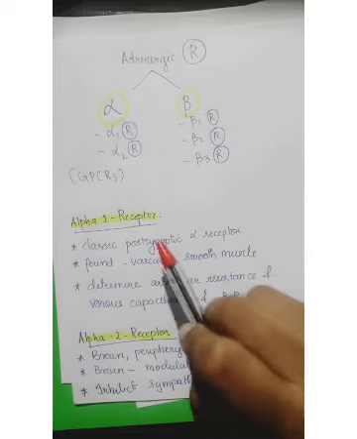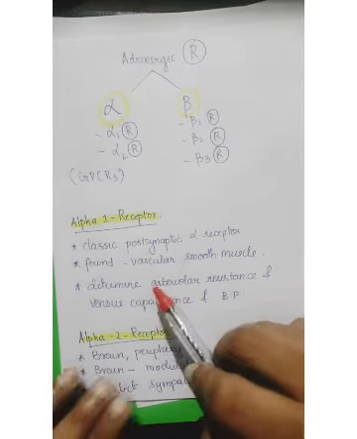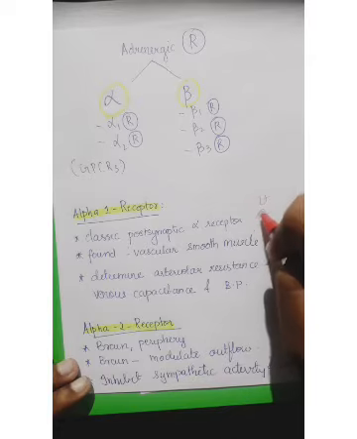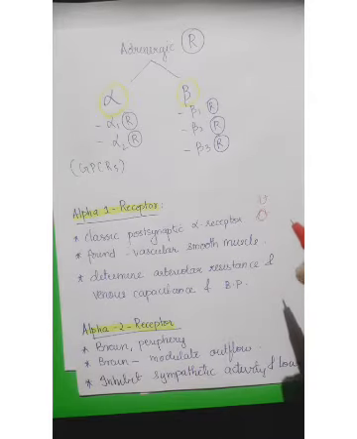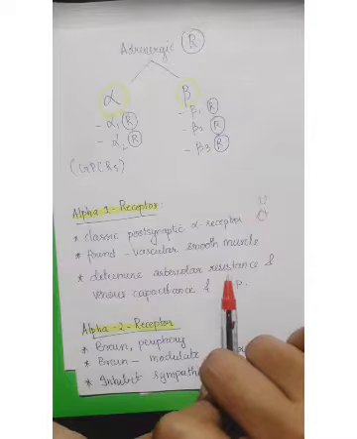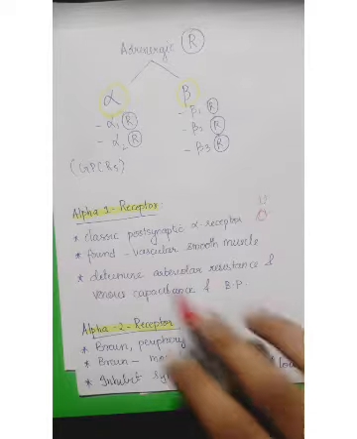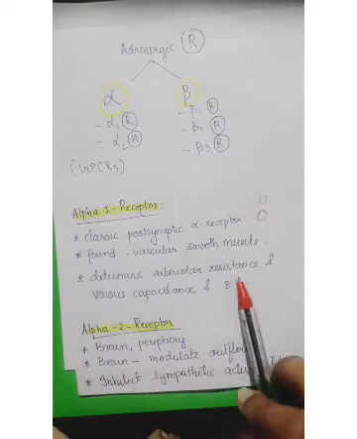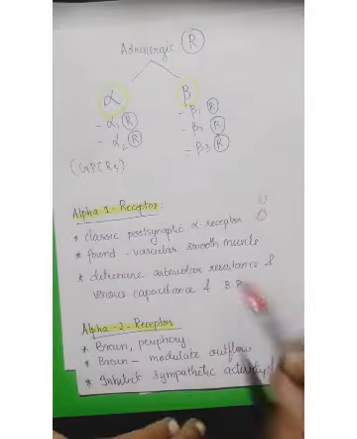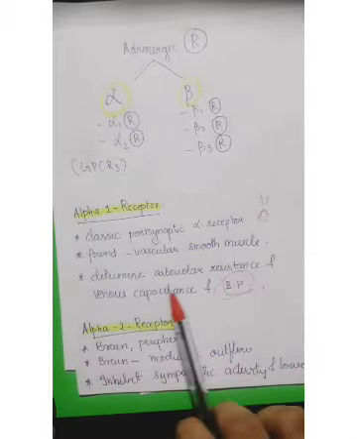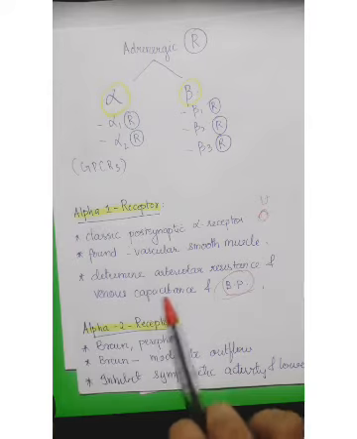Okay, alpha 1 receptors. This is presynaptic, and then we have postsynaptic. It is a postsynaptic alpha receptor, and it is found in the vascular smooth muscle. In the smooth muscles of blood vessels we can see these alpha 1 receptors, and they determine the arteriolar resistance and venous capacitance, and thus they regulate the blood pressure.